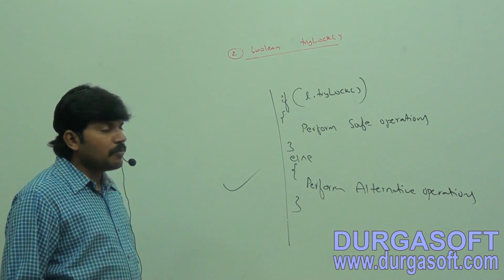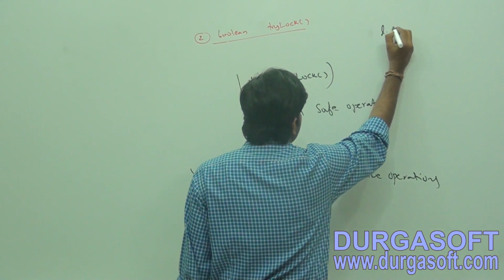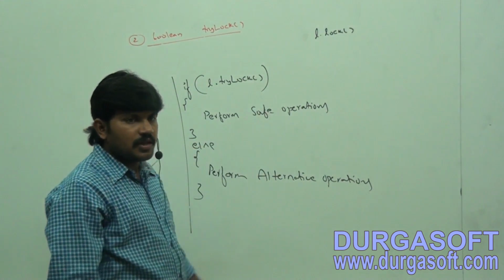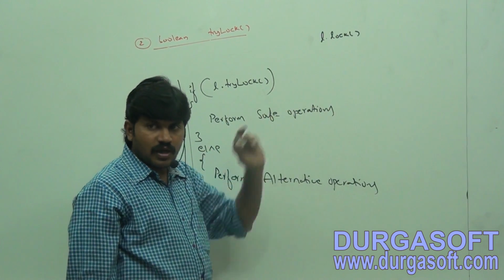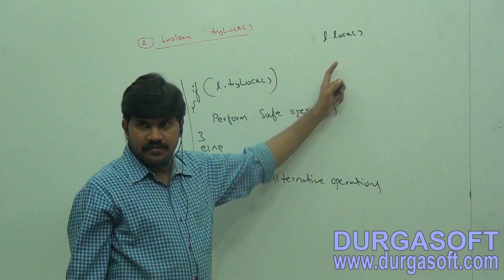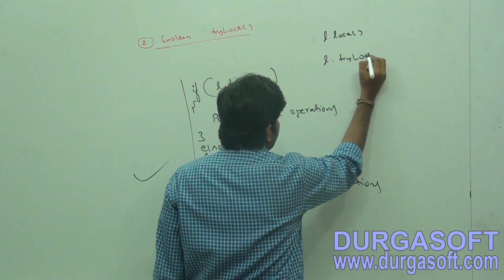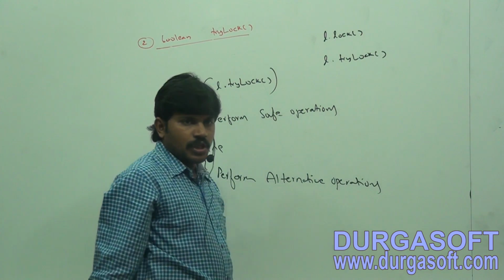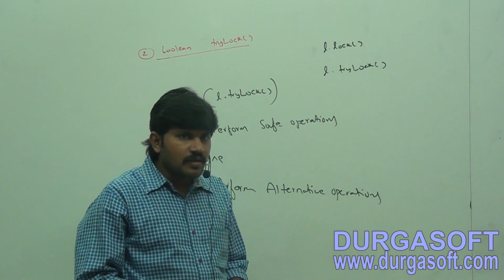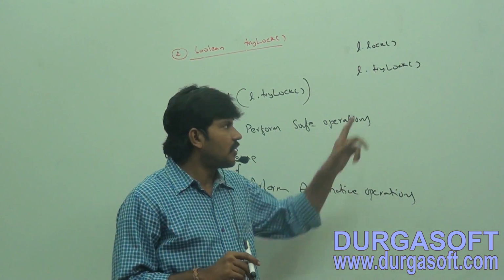So, have you remembered what the first method is? First method is L dot lock. If the lock is available, get it. If the lock is not available, wait until getting the lock. This is the behavior. L dot try lock: if the lock is available, get that. If the lock is not available, don't wait. Continue your execution.